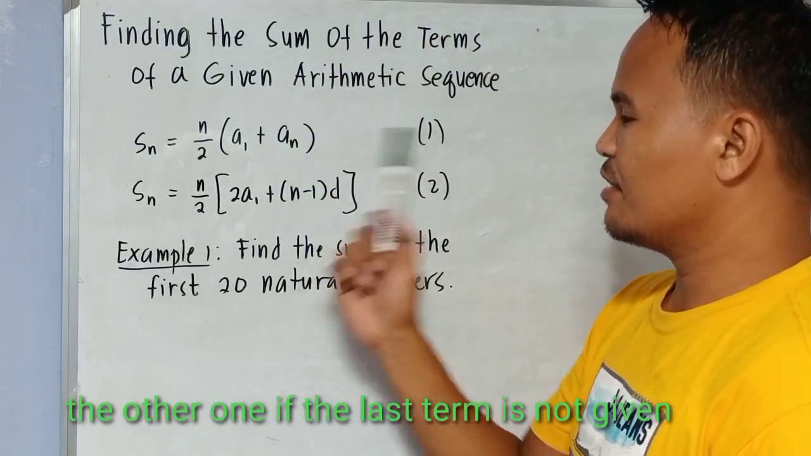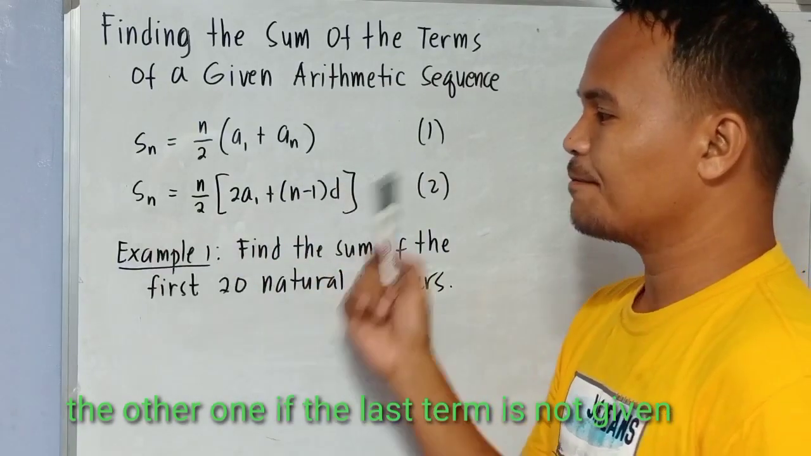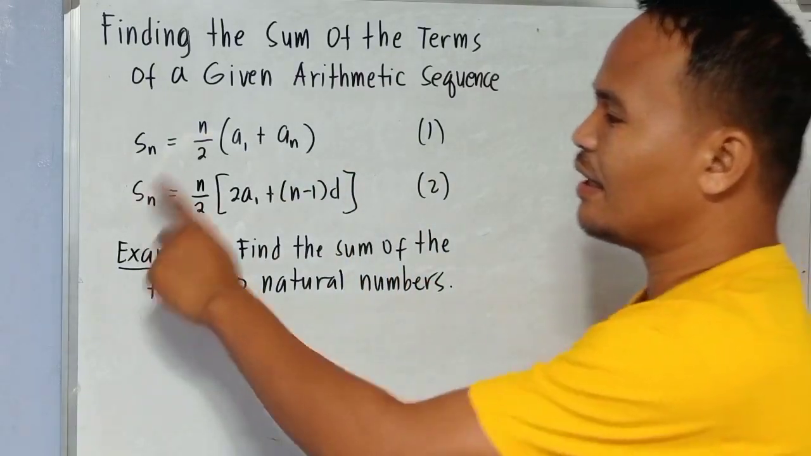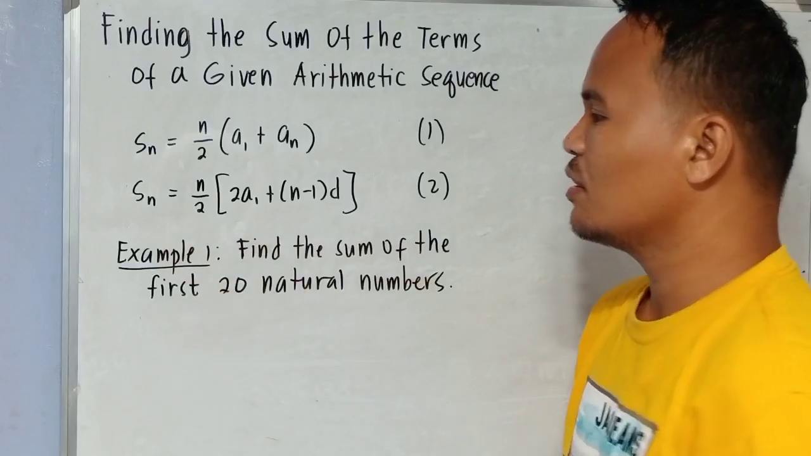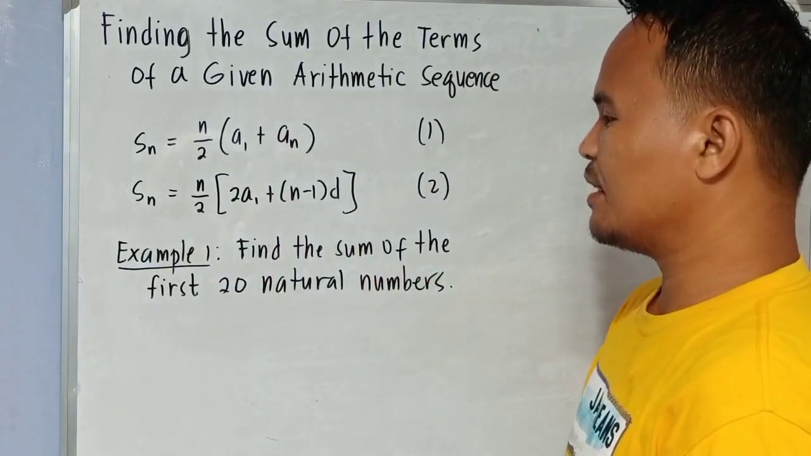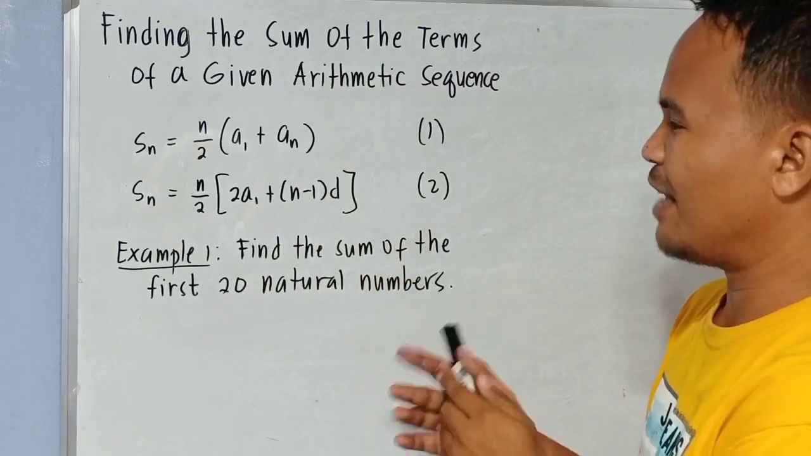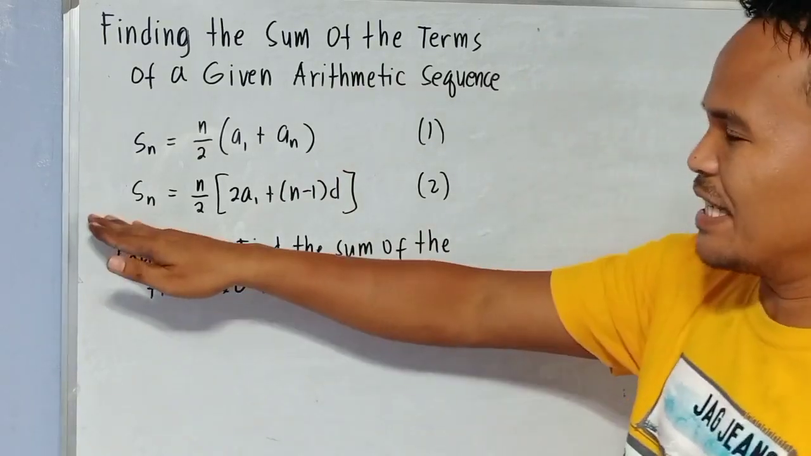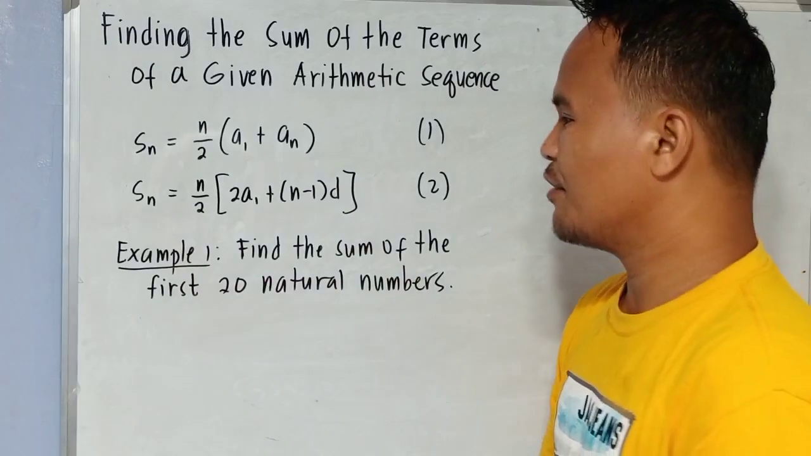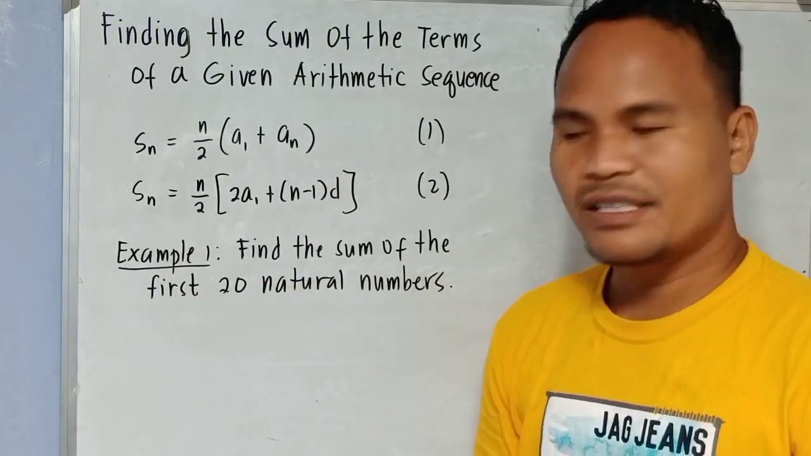The other one, if the last term is not given: S sub n equals n over 2 times the quantity of 2a sub 1 plus the quantity of n minus 1 times d. So this formula is used if the last term is not given.